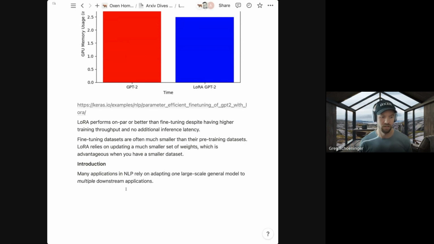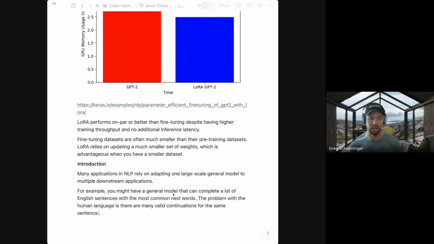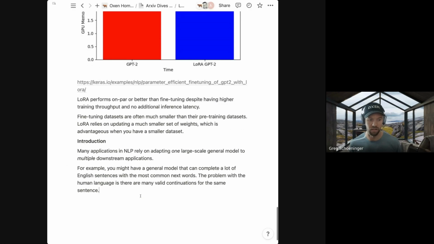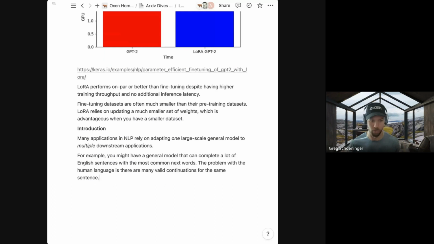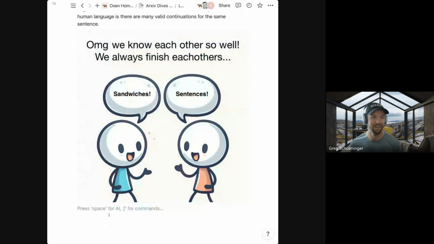In the introduction, they talk in general about how language is one of those tasks where you can have a general model that can complete a lot of English sentences with the most common next words, but the problem with human language is there are many valid continuations for the same sentence. So I made a funny little meme here, the classic, oh, we know each other so well, we always finish each other's, and then one person says sandwiches and one person says sentences. You can't have one model that always does it all.